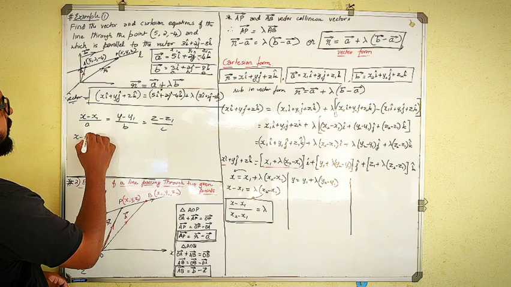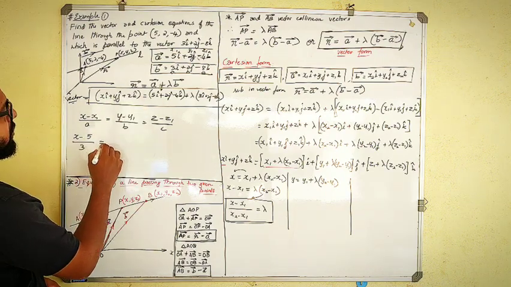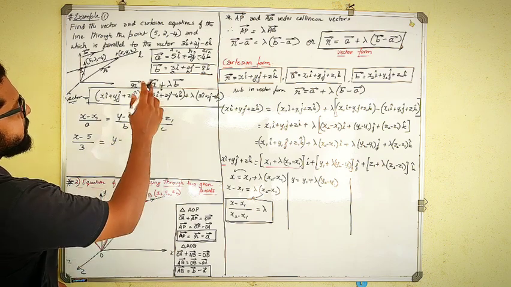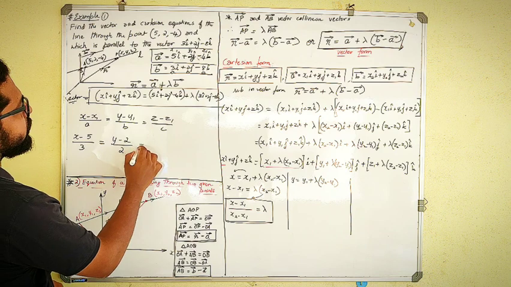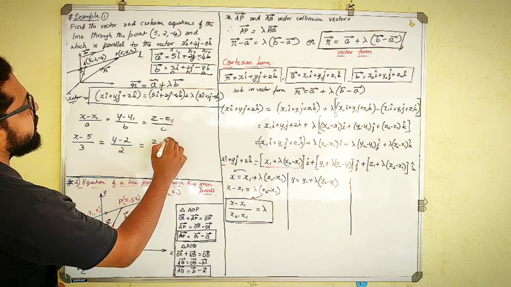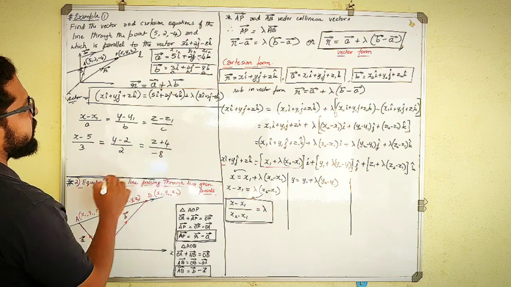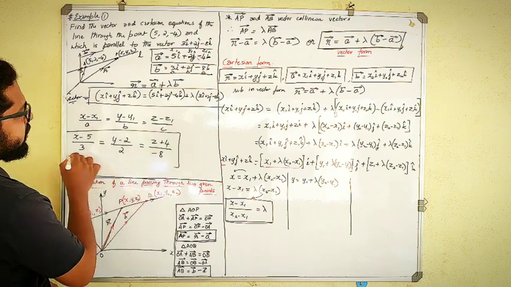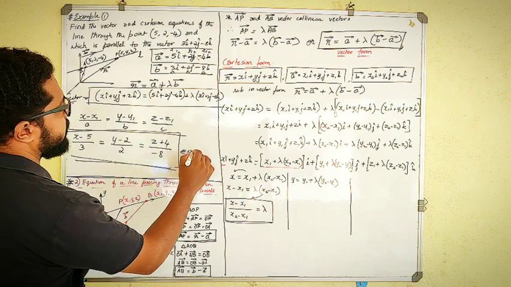x1 is nothing but 5, divided by A, which is 3. Y minus y1 is 2, divided by B, which is also 2. Then here z minus z1 is nothing but minus 4, so this will become z plus 4. C is minus 8. So this is it about my Cartesian equation.